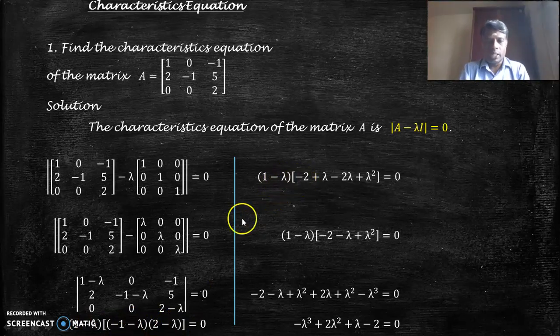Here we simplify this one. On the multiplication of these two terms, we get minus 2 minus 2 lambda minus lambda, plus lambda square. This becomes minus 2 minus lambda plus lambda square. So we will get the equation minus lambda cube plus 2 lambda square plus lambda minus 2. This is the characteristic equation of the matrix A.